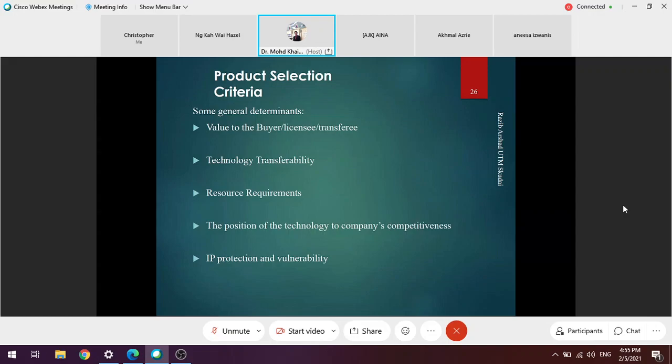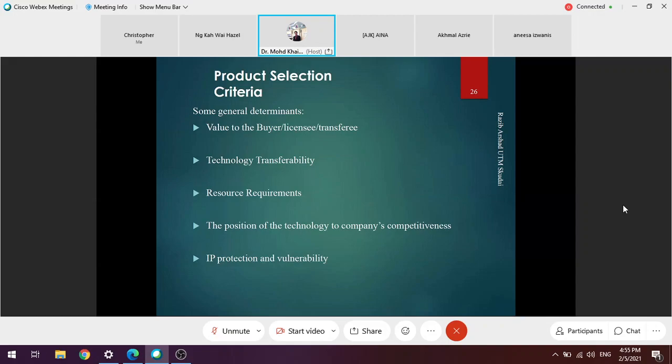All right? So what about the IP protection and vulnerability? What is the protection that you have? Perhaps copyright? Is it enough for you? You may want to change to something like patents and so on. But now you have protected in Malaysia, and suddenly some other people in other countries, for example Papua New Guinea and so on, want to use your technology. Now you have to file for an international patent.